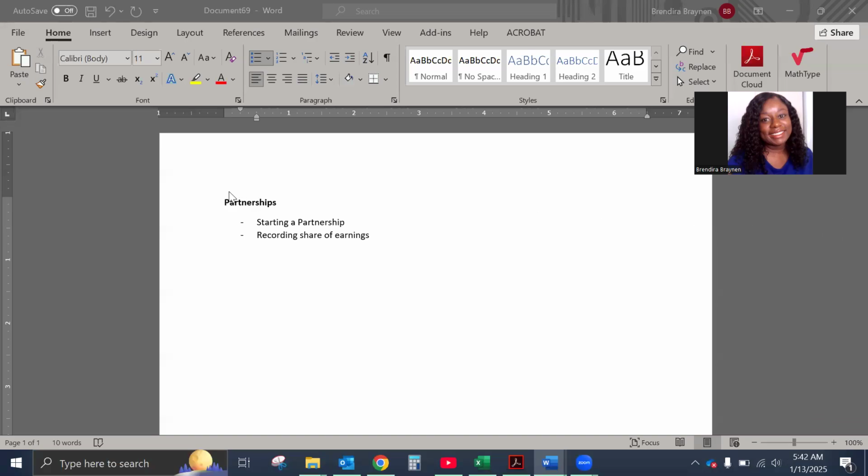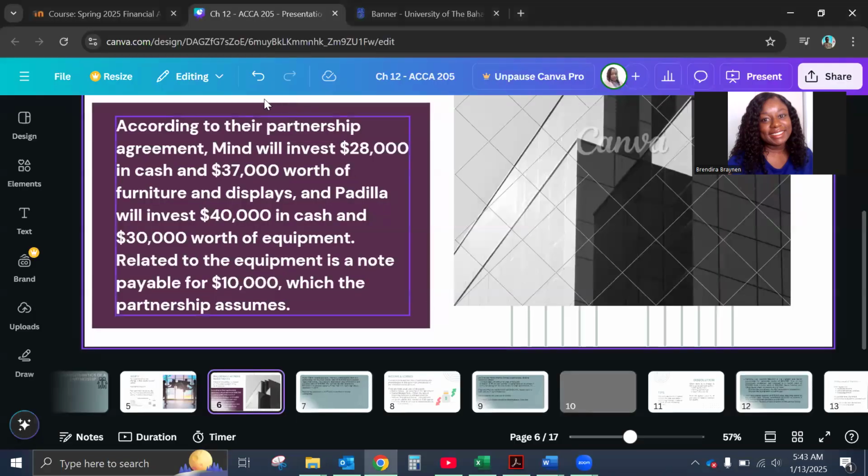So today we're going to look at partnerships, and we're going to look at performing certain things as relates to partnerships. We have starting a partnership and the entries that are associated with that, and then recording share of earnings for partners. And so let's start with recording the start of a partnership.